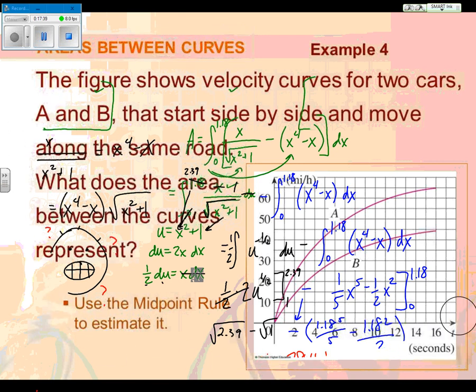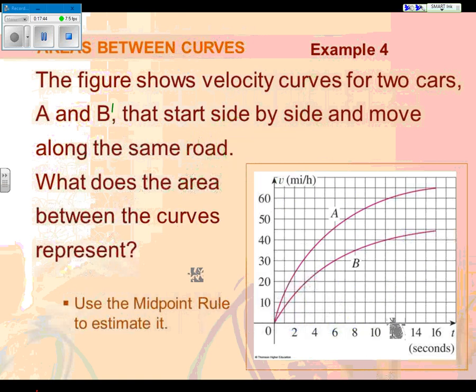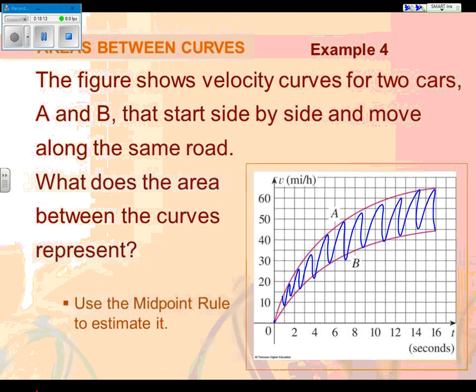Let's see a Riemann application of this. Okay, we're not even given a formula on this. We're just told that this figure is showing the velocity curves for two cars. So cars A and B start off right here, and they take off from the same spot side by side, and they're going down the same road. Now car A, it looks like it's going a lot faster than car B is at every second that it goes down the road. So if I was to just find the area between these two curves, what would it represent?